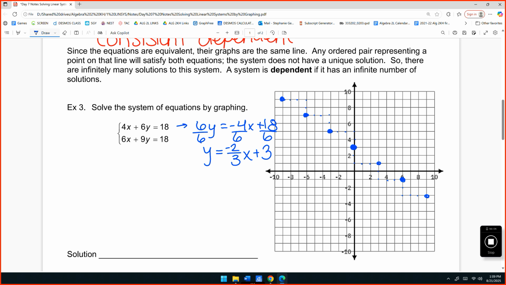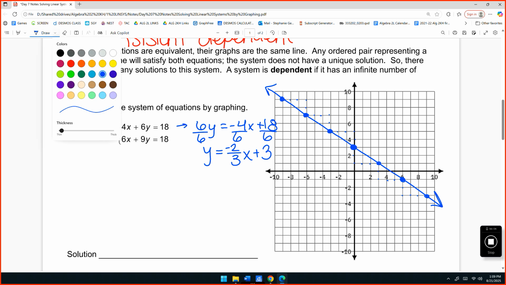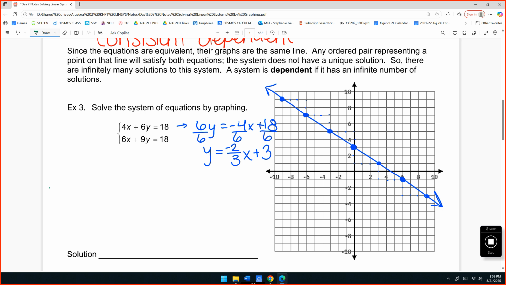1, 2. Okay. Here's my first line. Okay. Now I do the second one. I'm going to do the same thing. I'm going to get slope-intercept form. So I'm going to subtract 6x from both sides. So negative 6x plus 18 on the other side. And then divide by 9.